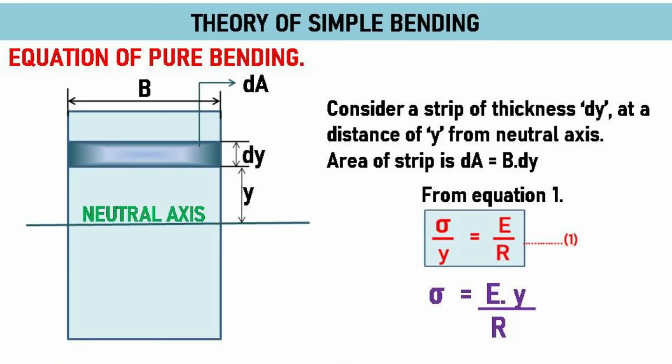Slide 12. Now consider cross-section of the same simply supported beam. The line joining locus of all the neutral layers is called neutral axis. Neutral axis is shown in the figure. Consider a strip at a distance of y from neutral axis. Thickness of strip is dy and area of strip is dA. From equation 1, we have sigma by y is equal to E by r. By rearranging the terms, we get sigma is equal to E times y by r.